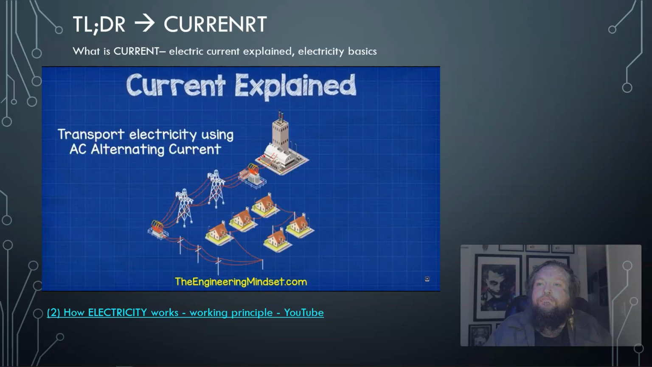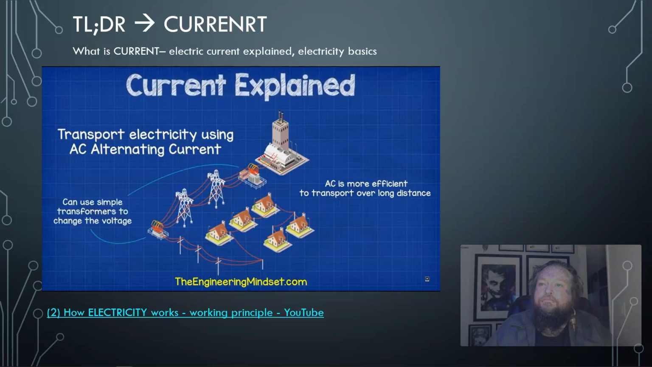We transport electricity from the power stations in AC alternating current and send this to our cities and homes. We use AC here because it can be transported very efficiently and over much greater distances than if we were to use DC direct current.